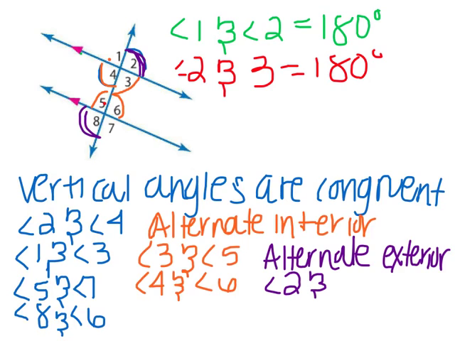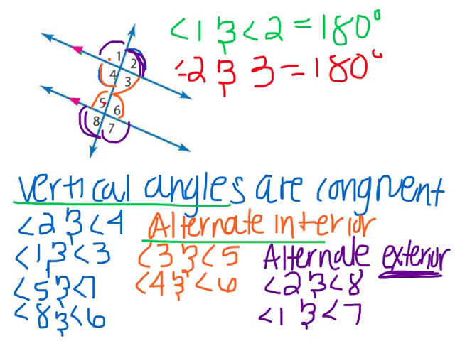Angle 2 and angle 8, and then angle 1 and angle 7. They're exterior, so they're on the outside, and they're on alternate sides. Those three things are congruent. So vertical angles are congruent, alternate interior and alternate exterior are all congruent to each other.